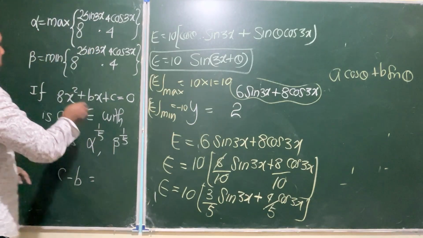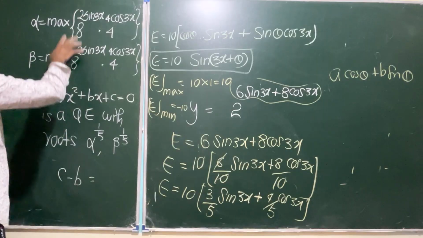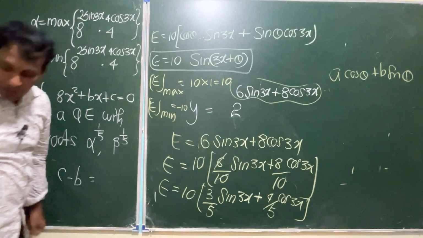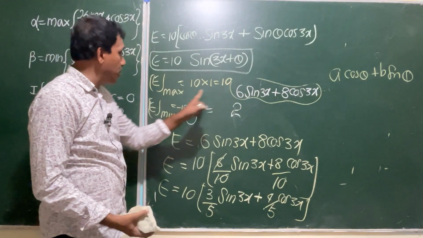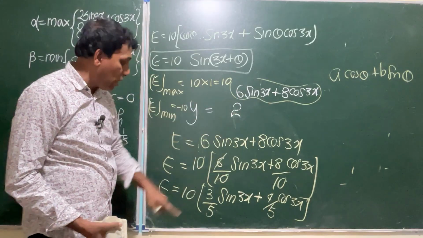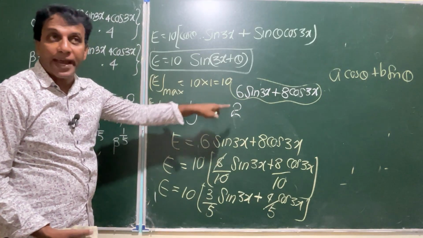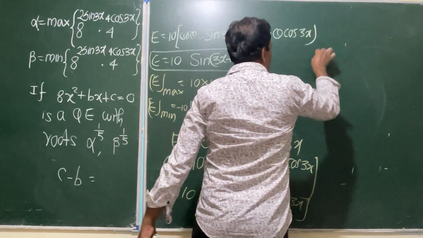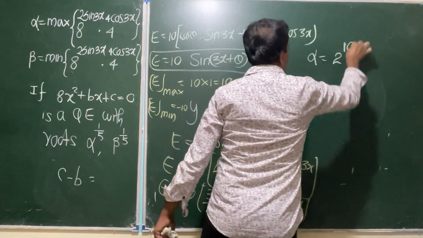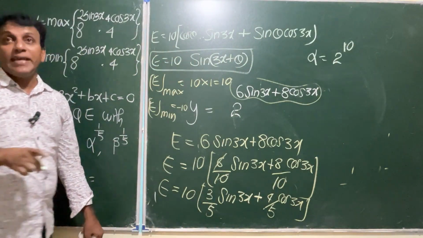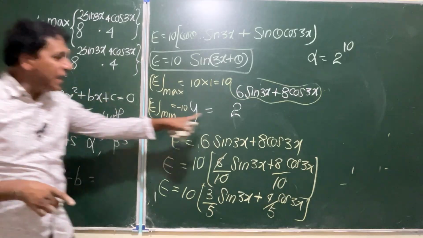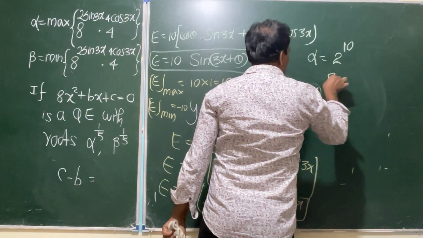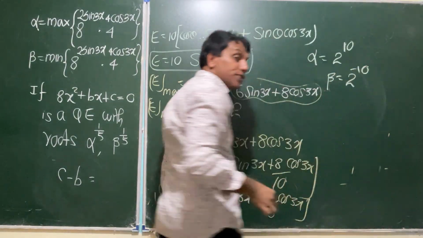Okay, now come back to this problem. What is alpha therefore? Alpha is the maximum of this expression. Therefore, alpha is 2 to the power 10, okay? Therefore, you can copy properly: alpha equals 2 to the power 10. What is beta? The minimum value of this, minus 10. So, beta equals 2 to the power negative 10.